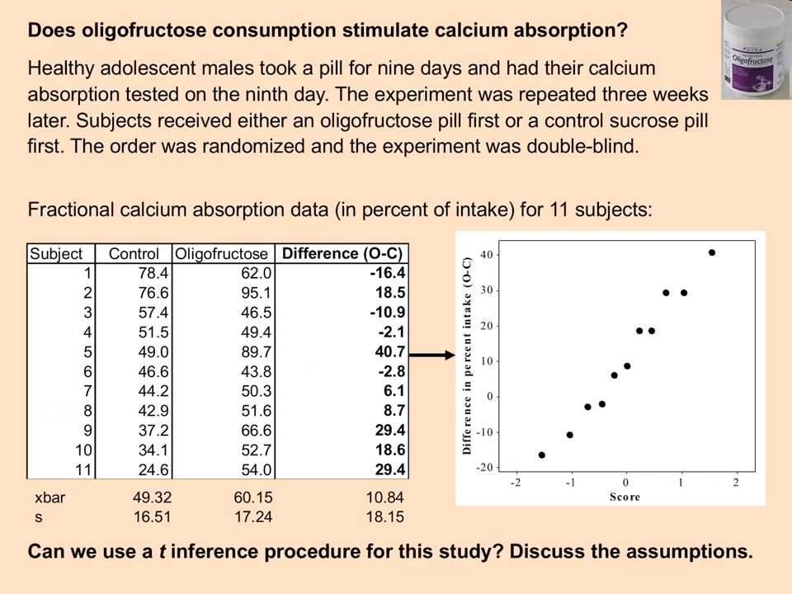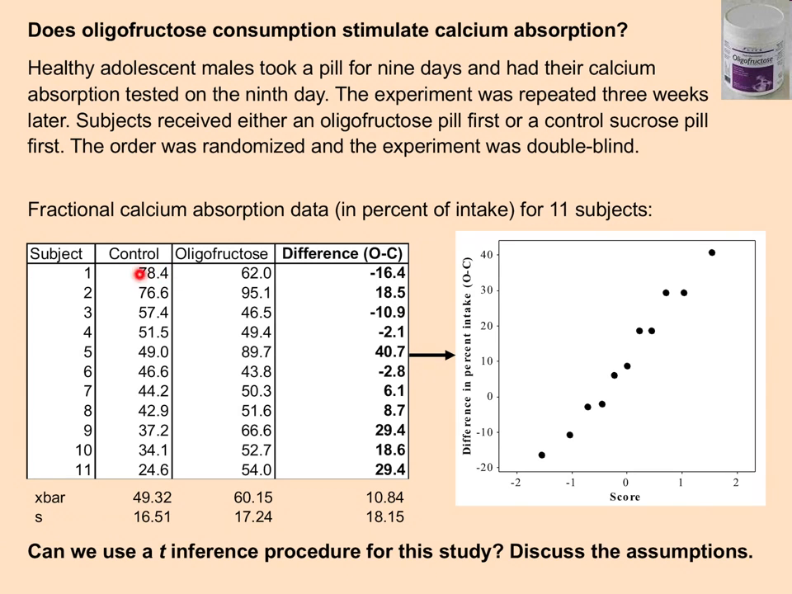The experiment was repeated 3 weeks later. Subjects received either an oligofructose pill first or a control sugar pill first. The order was randomized and the experiment was double-blind. Okay, so here we have fractional calcium absorption data in percent of intake for 11 subjects.